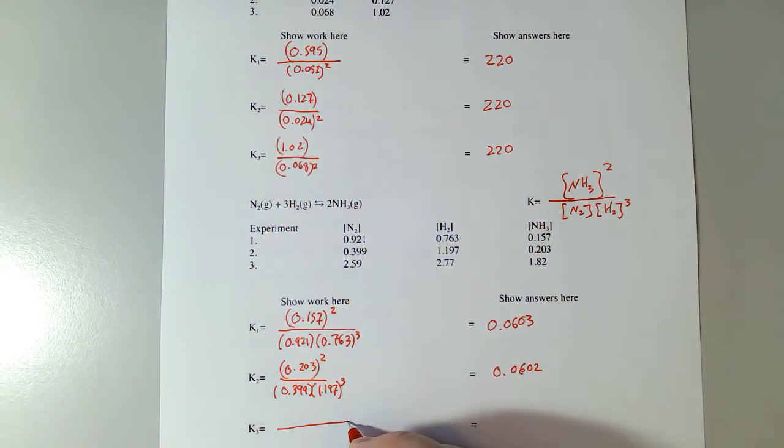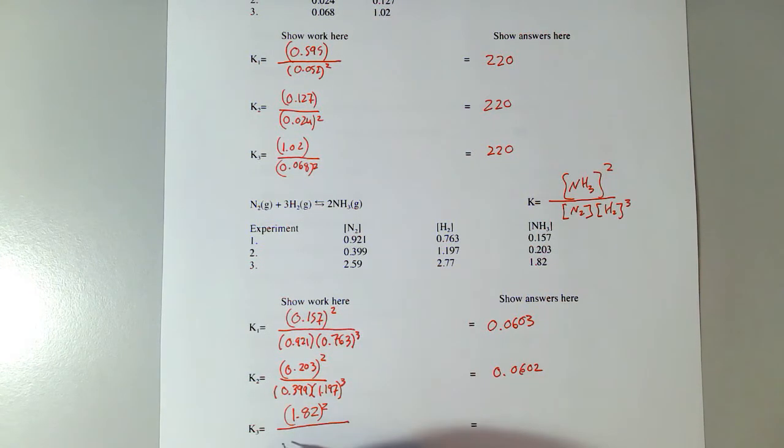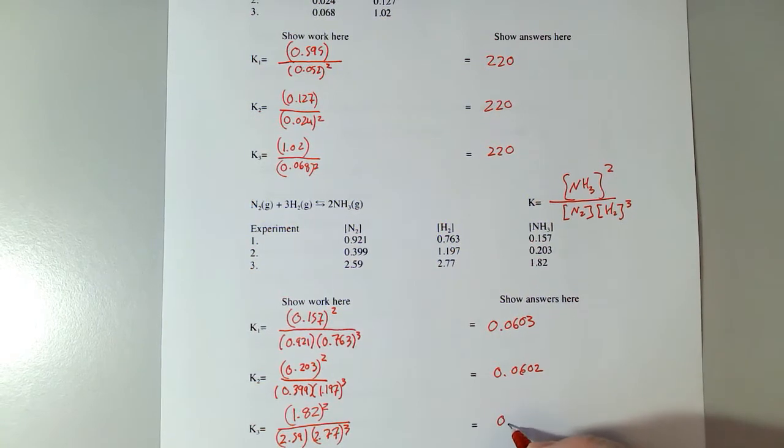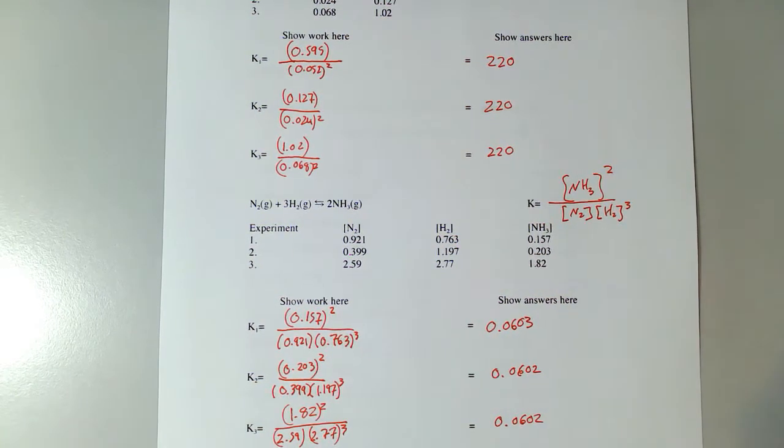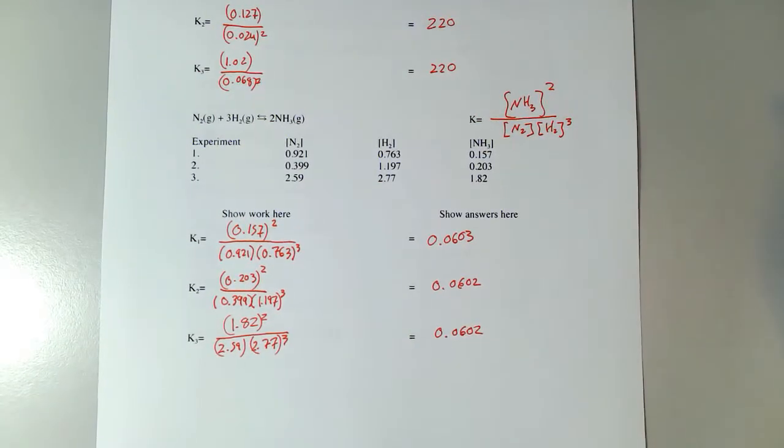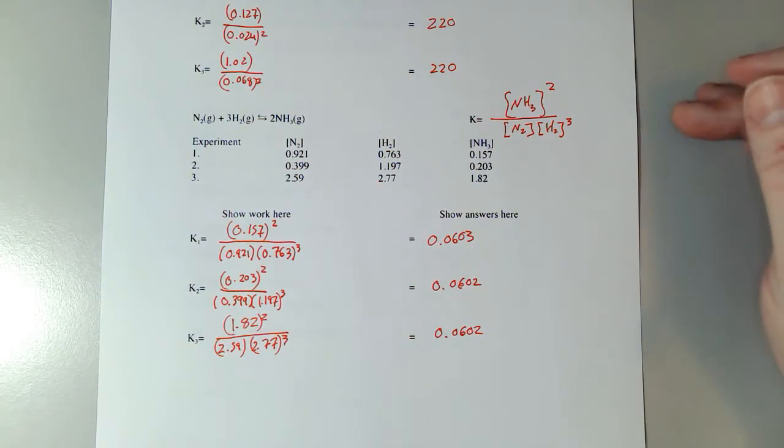Then on my last one, 1.82 squared over 2.59 times 2.77 quantity cubed, 0.0602. There you go. Numerically, that's how we just plug in to calculate these. It's an important skill, and it does actually pop up on AP exams.